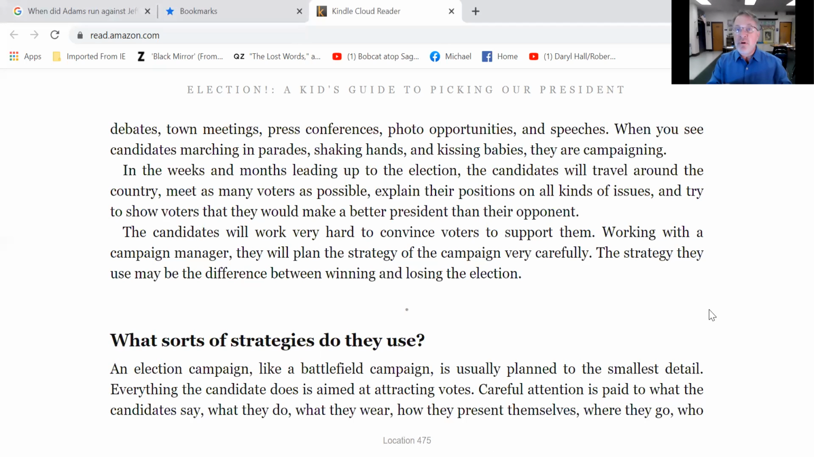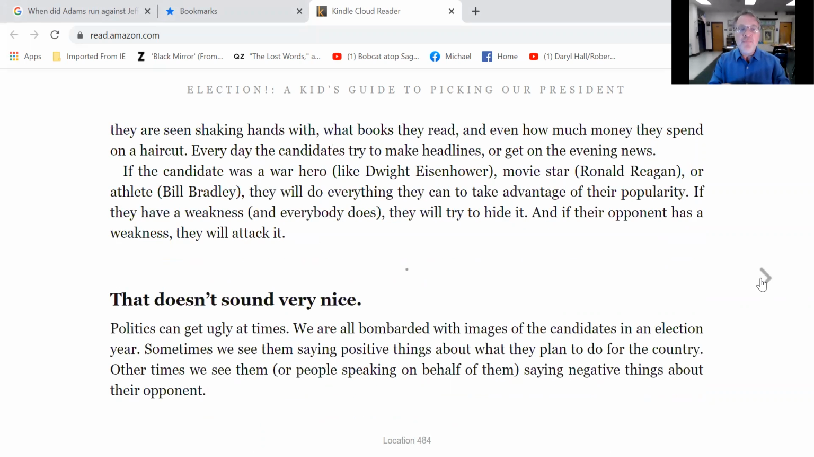Some people run really brilliant campaigns, others don't. And usually the one that runs the best campaign wins. An election campaign, like a battlefield campaign, is usually planned to the smallest detail. Everything the candidate does is aimed at attracting voters. Careful attention is paid to what the candidates say, what they do, what they wear, how they present themselves, where they go, who they are seen shaking hands with, what books they read, and even how much money they spend on a haircut. It's true.